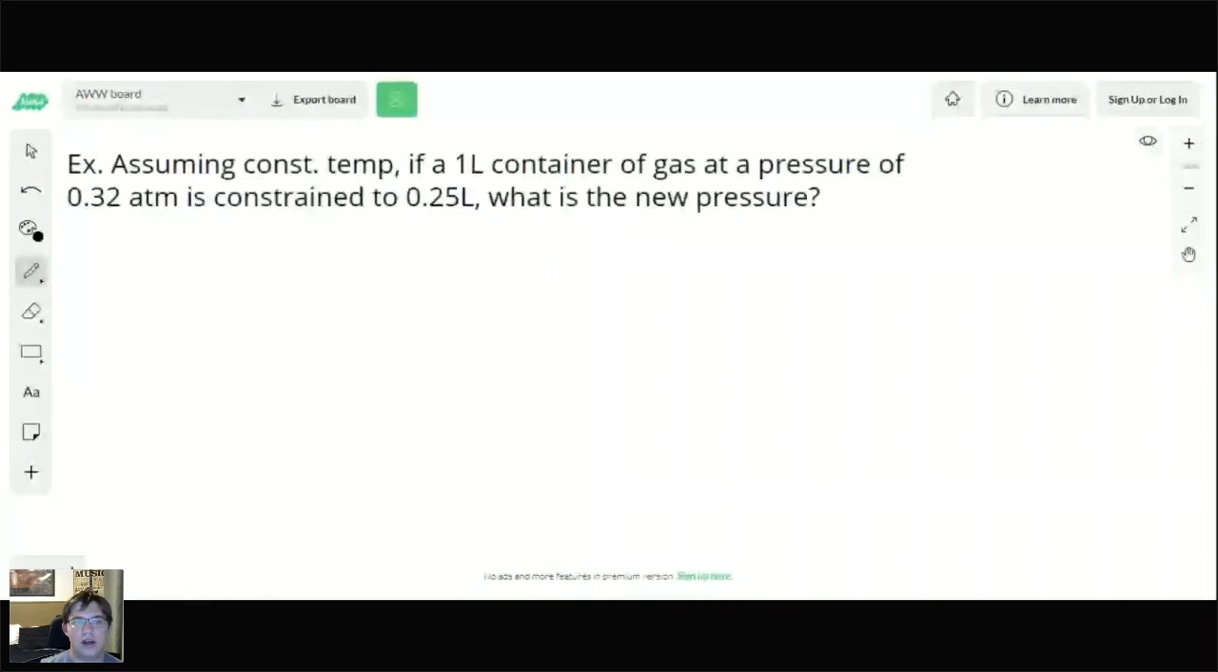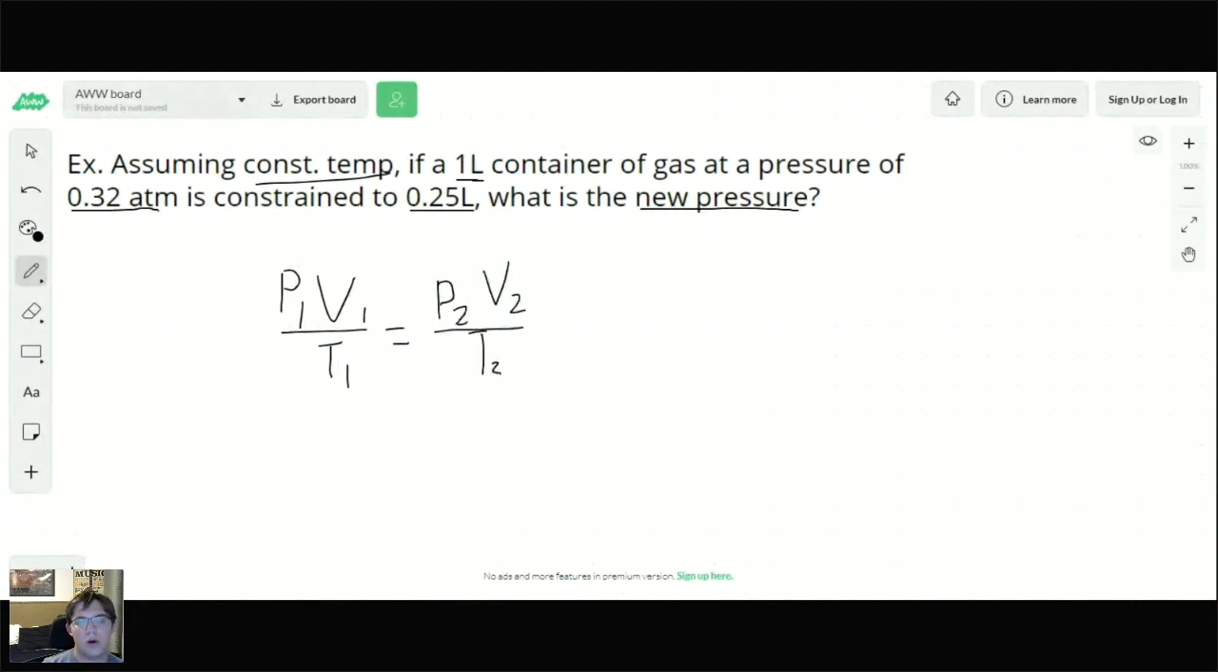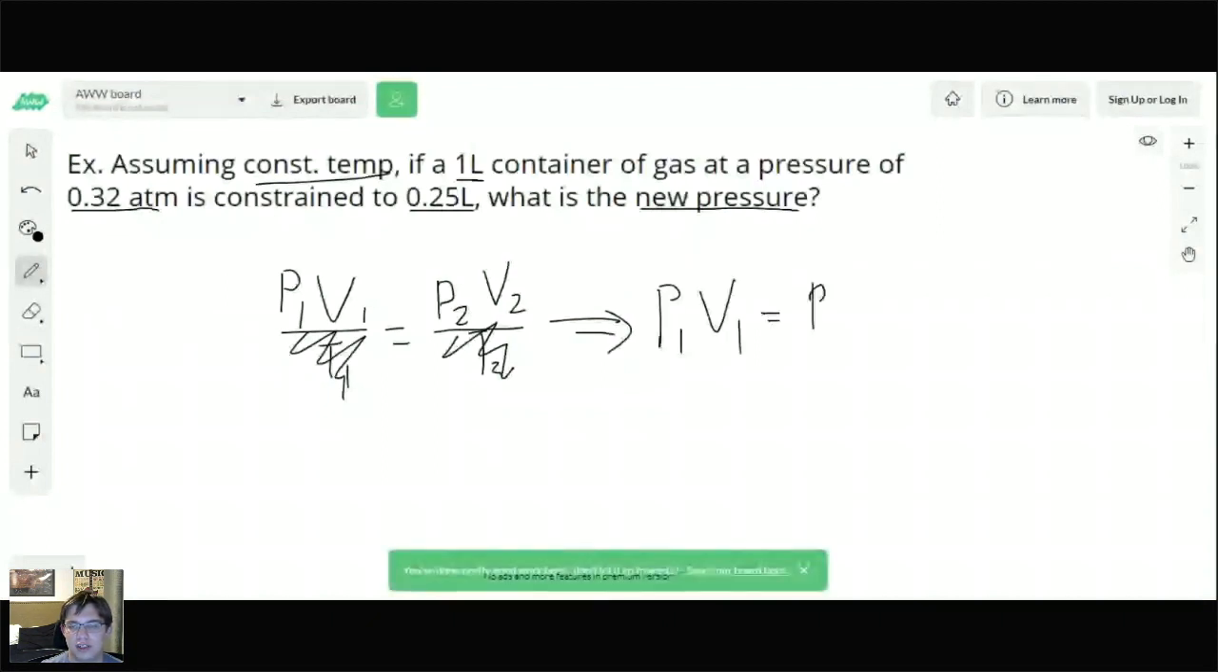So we say that, assuming a constant temperature, if a 1 liter container of gas at a pressure of 0.32 atmospheres is constrained to 0.25 liters, what is the new pressure? We're going to look at the combined gas law, which states that P1 V1 over T1 is equal to P2 V2 over T2. However, we know that temperature is constant, so we can just get rid of the temperatures. They won't impact what we're looking at here. So what this boils down to, Boyle's law, is P1 V1 is equal to P2 V2.